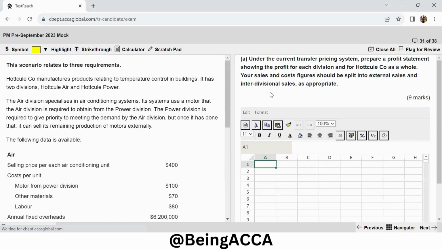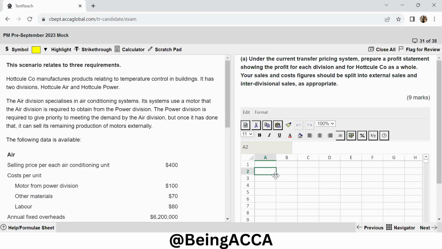So I can see from the requirement that this is a transfer pricing question. Let's first go through the requirement. This is a 9-mark requirement. Under the current transfer pricing system, prepare a profit statement showing the profit for each division and for Hottcule Company as a whole. Your sales and costs figures should be split into external sales and internal divisional sales as appropriate. Okay, so we need to prepare the profit statement.